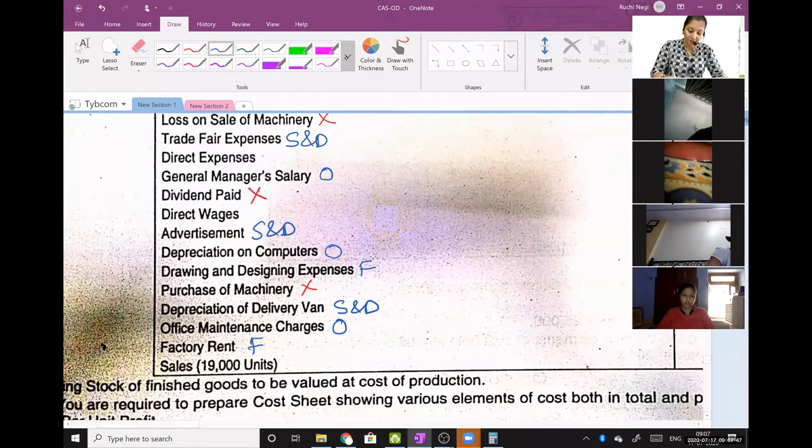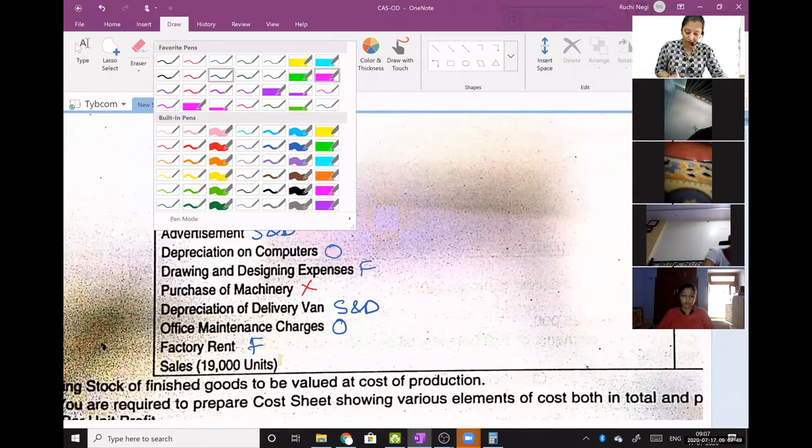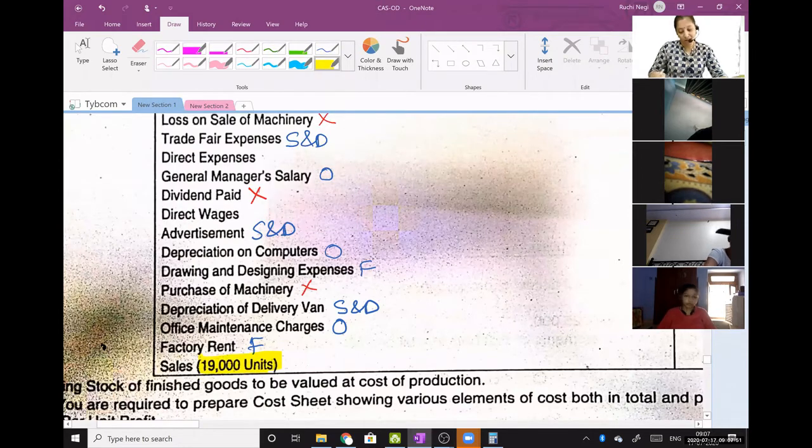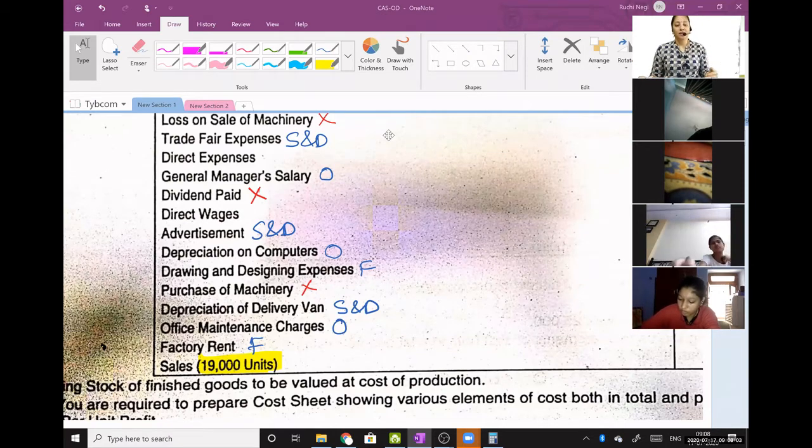Sales is given, quantified, 19,000 units. So this also indicates that it's a type 2 sum where we will have to calculate units produced. Units sold is given, units produced we have to calculate. Later on, next lecture onwards, I will take up some where units produced will be given and units sold will not be given. So vice versa, you have to use the same formula, the same technique to calculate.